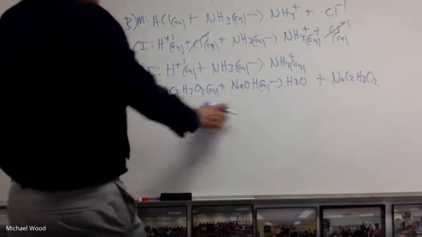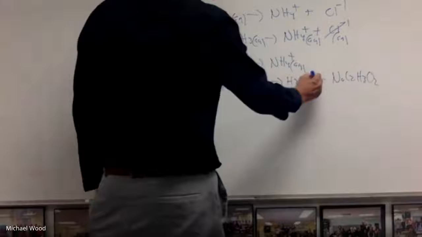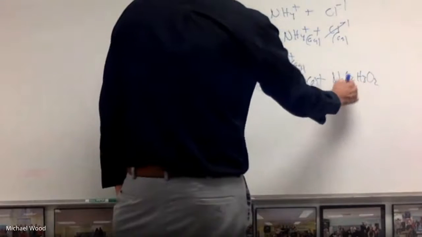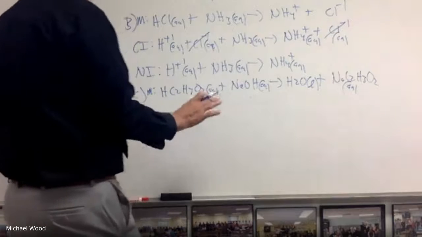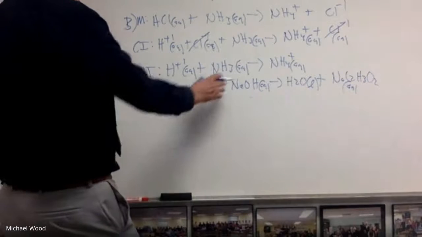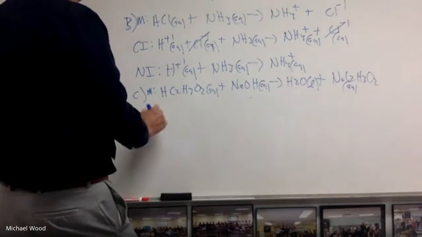So I just took the H with the OH to give me water. This is liquid. This is aqueous. These are aqueous. Balanced. So the inners were sodium with acetate. Okay, now the complete ionic.